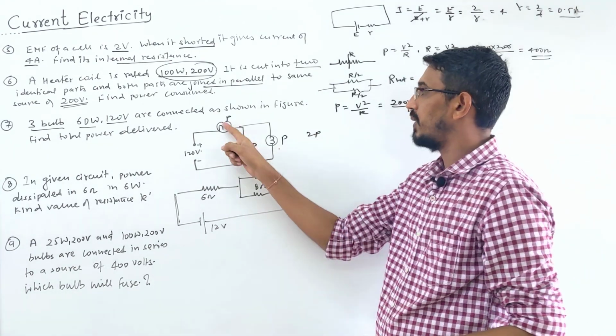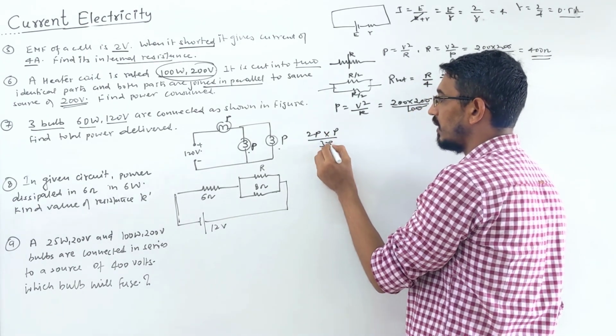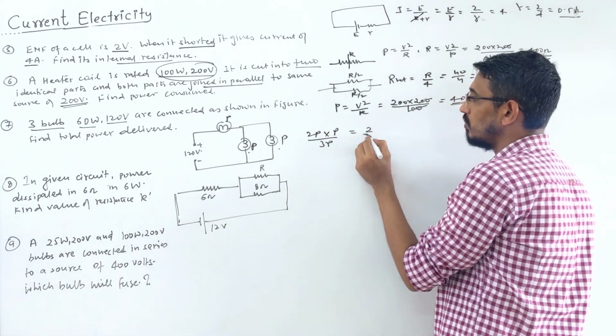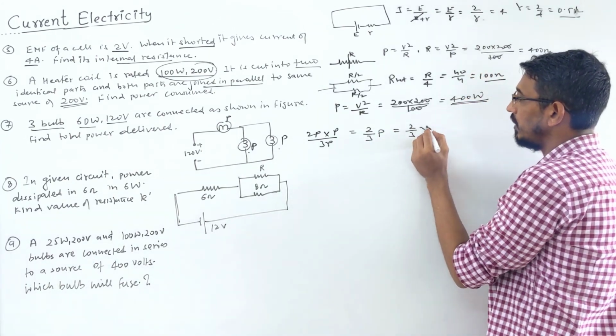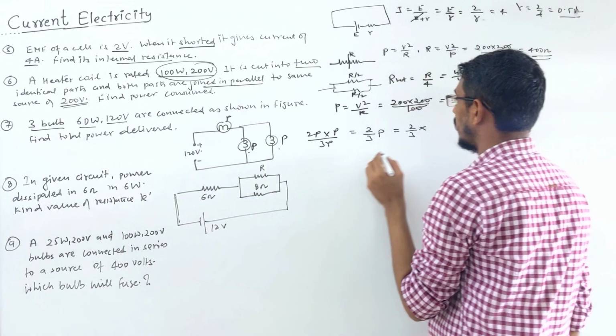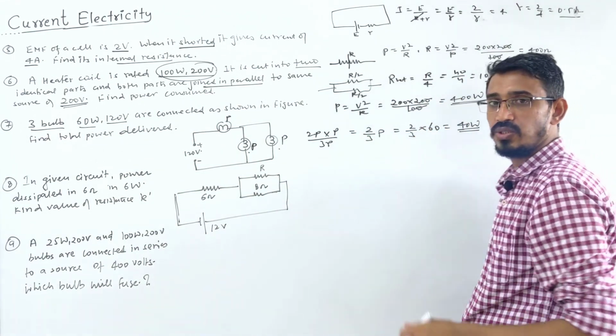Now this 2P and P are in series. So 2P and P in series means this is the formula for net P, right? So it becomes 2 by 3 of the P. Correct. 2 by 3 of P, and how much P is given? 60 watt each. This becomes what? 40 watt directly. You can do it like this, a shortcut.